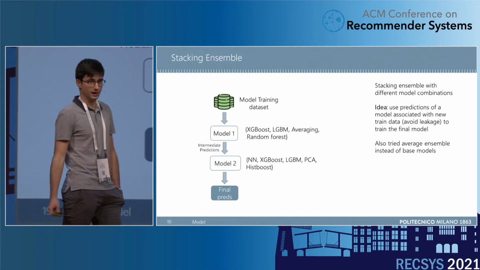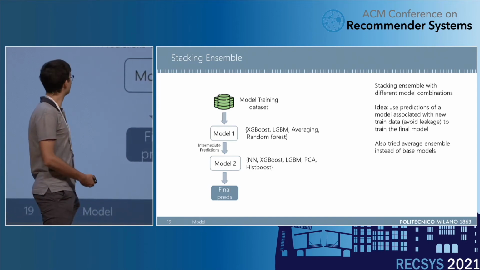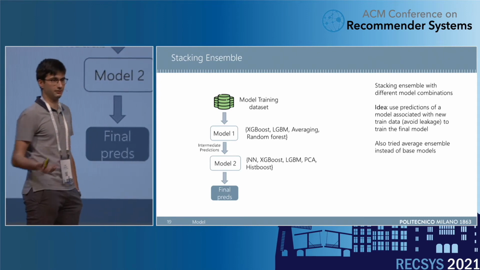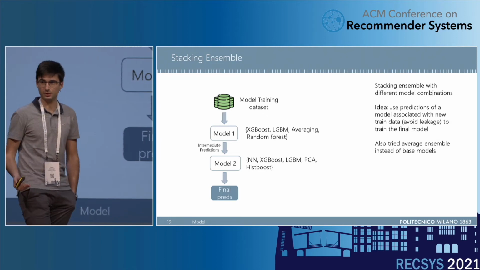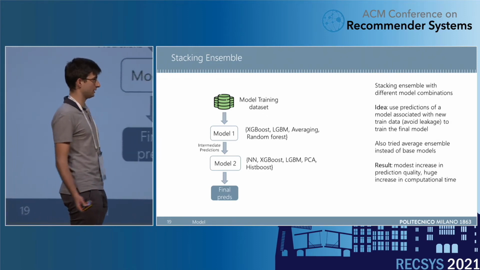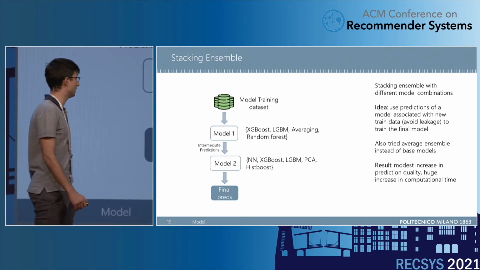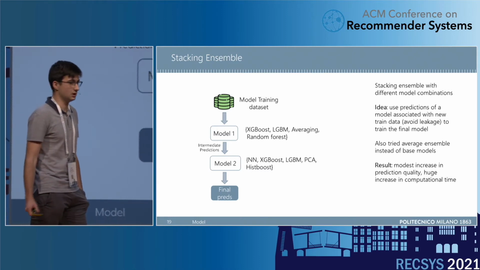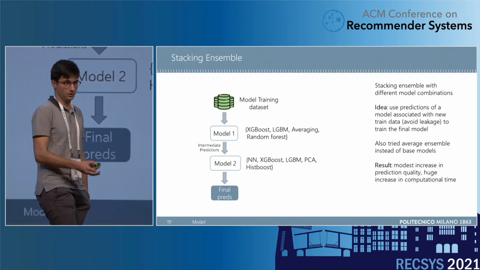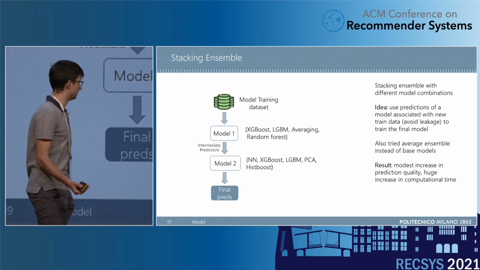Another direction we tried to enhance the performance of our model was a stacking ensemble. The idea was that of joining different models in order to achieve an improvement in performance. However, the results were underwhelming in the sense that we found only a modest increase in prediction quality at a huge computational cost. Therefore, we stuck with our 4 LightGBM models, one for each engagement type, and did not follow this route.